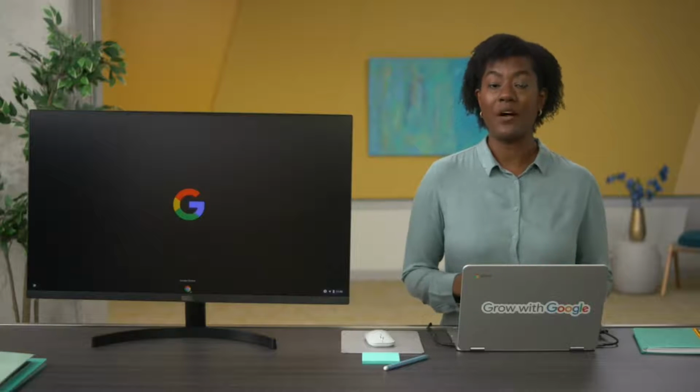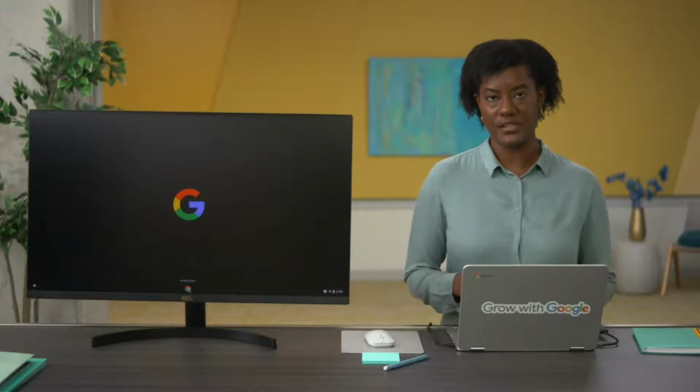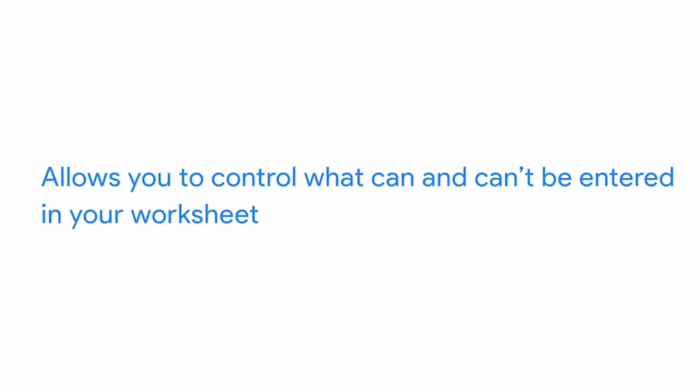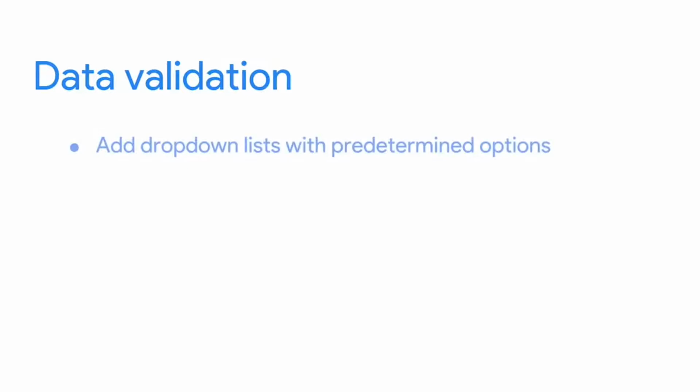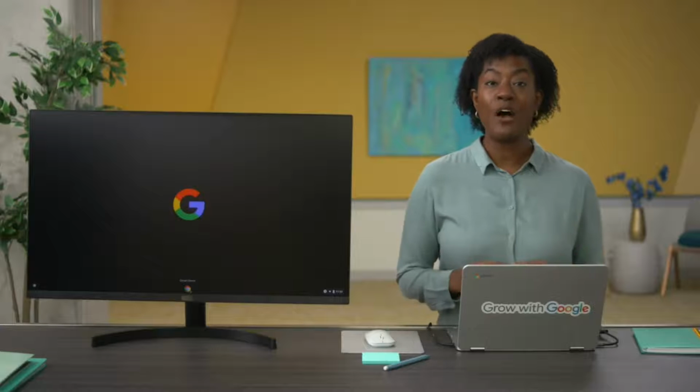But first, let's talk about what data validation does in spreadsheets. Basically, it allows you to control what can and can't be entered in your worksheet. Usually, data validation is used to add drop-down lists to cells with predetermined options for users to choose from. If you have a spreadsheet with a lot of collaborators, this can make it easier for them to interact with your table. You can think of it like a multiple choice question on a quiz. And since you can control what's being entered into the worksheet, it cuts down on how much data cleaning you have to do later on. Let's figure out how we might do that.